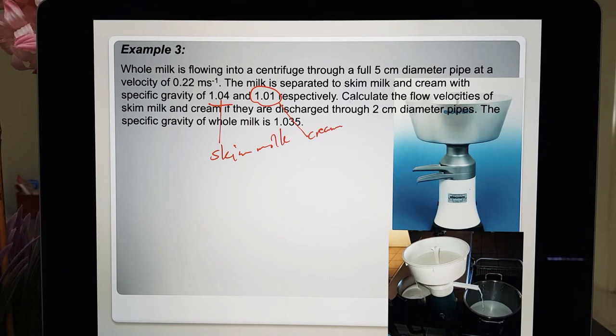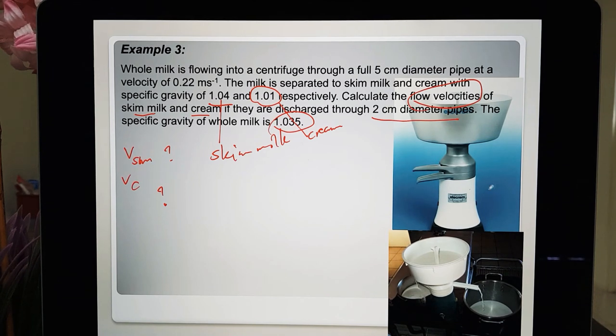Calculate the flow velocities of skim milk and cream, meaning that you need to calculate V for the skim milk and V for the cream, if they are discharged through 2 cm diameter pipes. This is the diameter. The specific gravity of whole milk is 1.035.